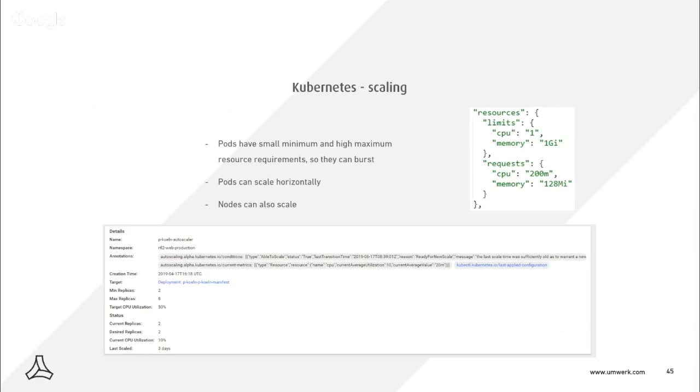The minimum memory is always reserved. So if that one is hit, then it takes a new node and doesn't put it on an existing node anymore. And if the maximum is hit, then the process is killed. This is basically how resources are handled from Kubernetes.